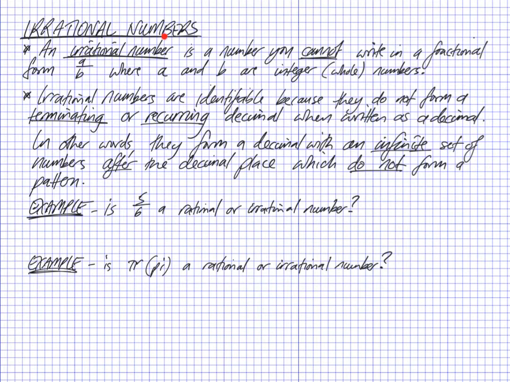This one is on the idea of irrational numbers. So an irrational number is a number that you cannot write in a fractional form, a on b, where a and b are integers or whole numbers. So an irrational number is the opposite of a rational number.